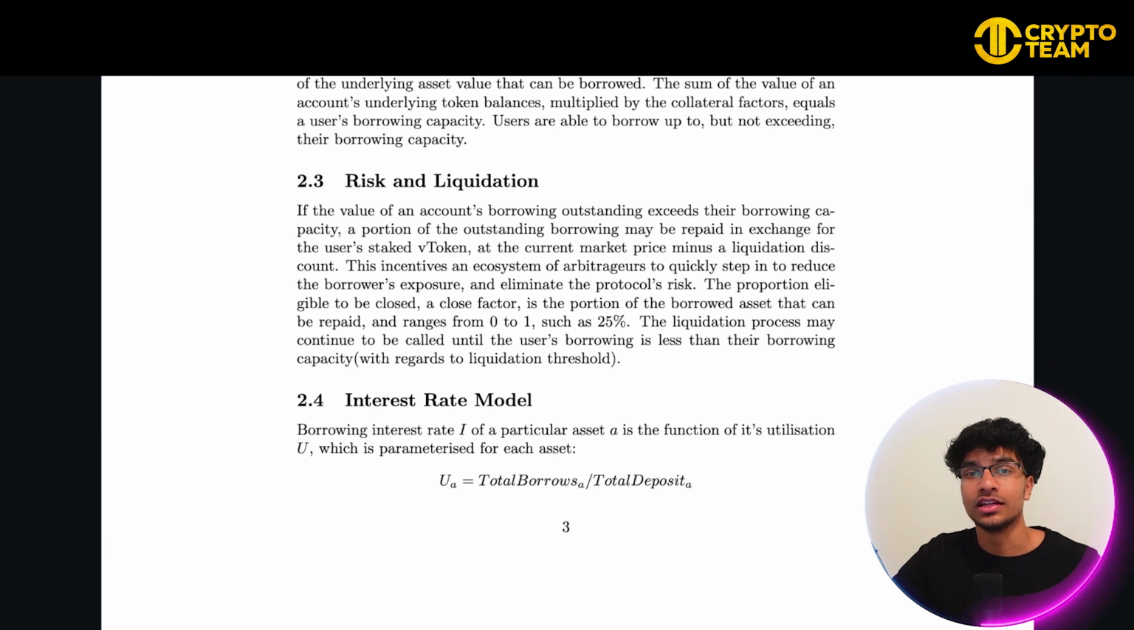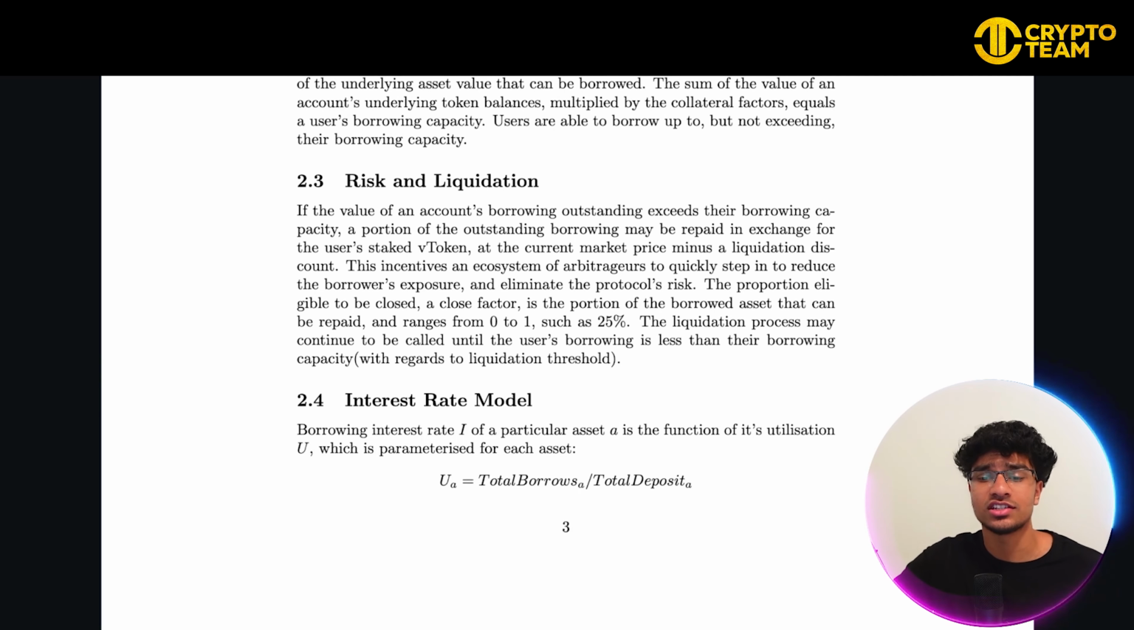Now for risk and liquidation, if the value of an account's borrowing outstanding exceeds their borrowing capacity, a portion of the outstanding borrowing may be repaid in exchange for the user's staked V token at the current market price minus a liquidation discount. This incentivizes an ecosystem of arbitrageurs to quickly step in to reduce the borrower's exposure and eliminate the protocol's risk. The proportion eligible to be closed, a close factor, is the portion of the borrowed asset that can be repaid and ranges from 0 to 1, such as 25%.